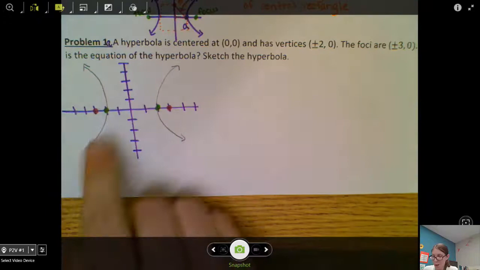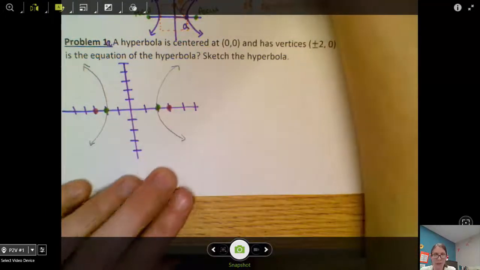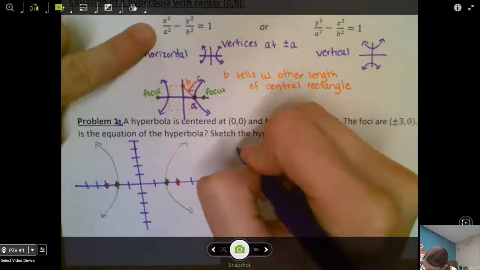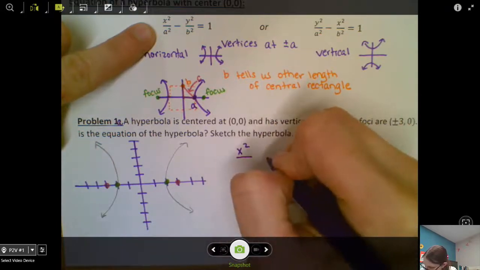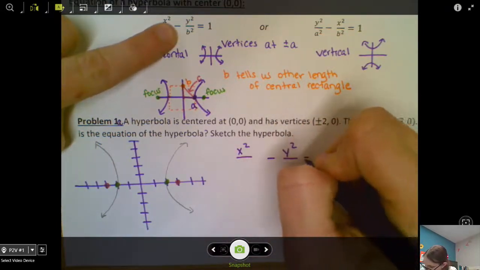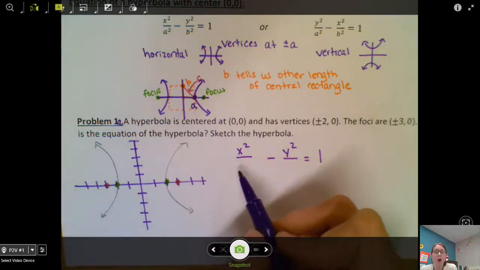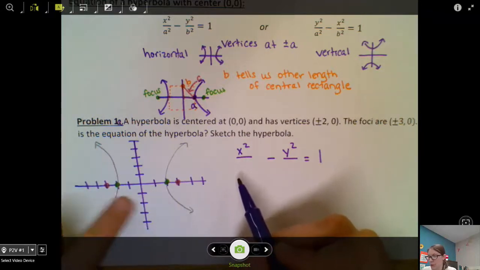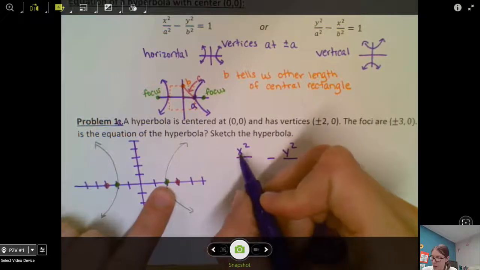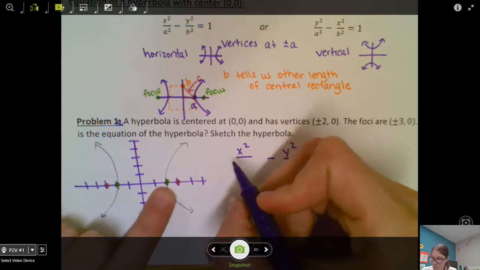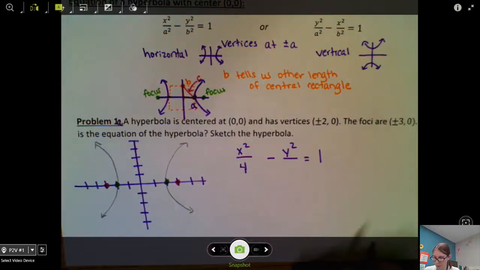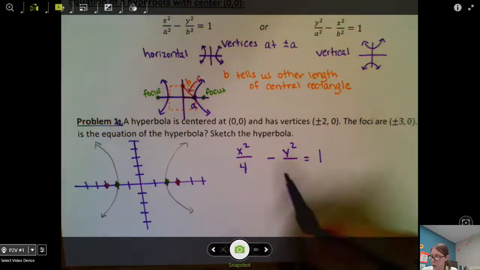So since my hyperbola is going sideways, if I look at my general form right above us, that tells me that x squared has to come first in my equation. Then I'm going to have x squared over something minus y squared over something equals 1. And this first number with hyperbolas is always going to tell us our vertices, and we know what our vertices are. We know our vertices are at 2 and negative 2. So this first number underneath our x squared is 2 squared, which is 4. Okay, so that's what we know right now. We have x squared over 4 minus y squared over something equals 1. I don't know what b is though.